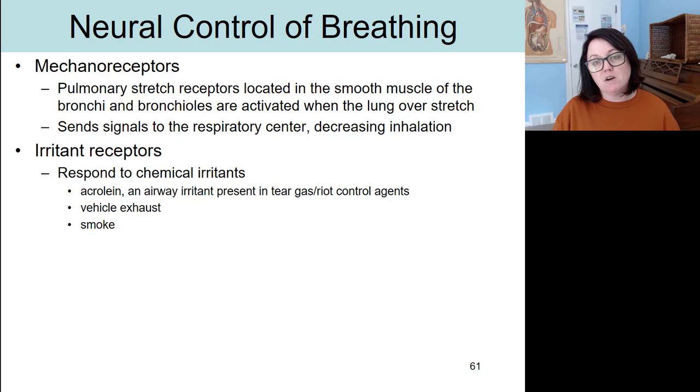The chemicals that are in tear gas and riot control agents do a lot more than just make your eyes irritated. They also irritate the respiratory tract. So if you can't see because your eyes are so irritated, and if you're coughing a lot, obviously that is going to be a deterrent from whatever is going on, the riot, whatever. We're probably familiar with the fact that vehicle exhaust and smoke contain chemical irritants. These activate these irritant receptors, sending a signal to the respiratory center, which will then activate changes in breathing, usually something like coughing, to get rid of the irritant.